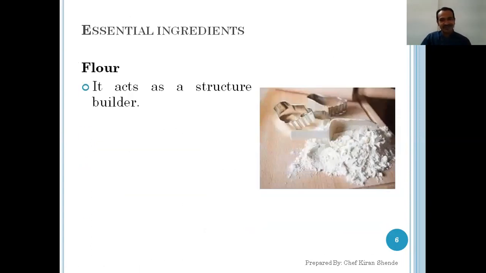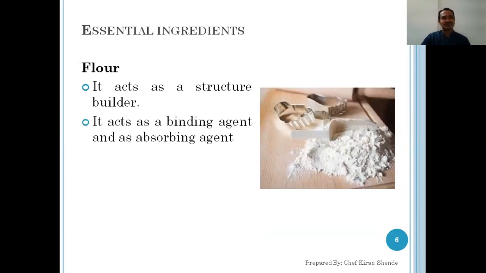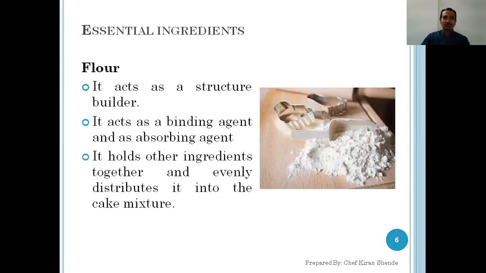Basically, refined flour is a structure builder without which you really cannot make a cake. It is the prime ingredient of all. It acts as a binding agent and an absorbing agent. It absorbs the moisture. It holds all the other ingredients together and evenly distributes them in the cake mixture. So that is how it acts as the prime ingredient, the structure builder. It keeps all the ingredients together. Of course, it has nutritive value because of the carbohydrates present in the flour. It increases the nutritive value of your cake.